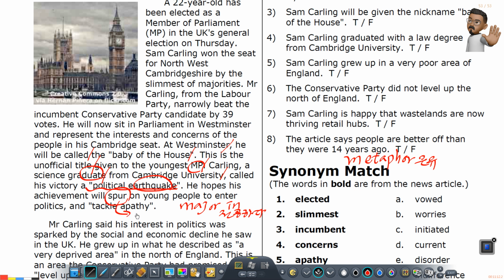What is spur? Stimulate. Anybody can tell me what it means? Stimulate? 자극하다. That's right. Spur on young people to enter politics. Not only him, okay? 네. But other young people are supposed to be involved in politics. Hey, you guys remember 관여하다, 참여하다.